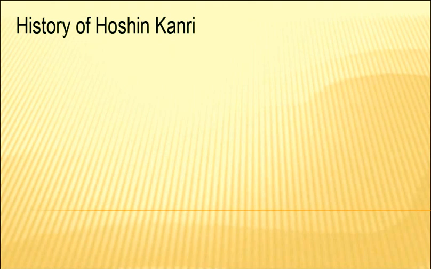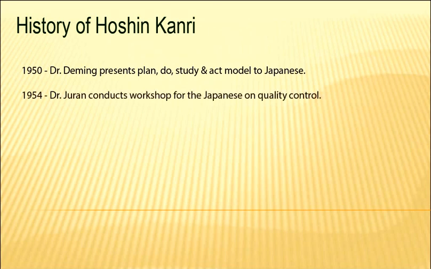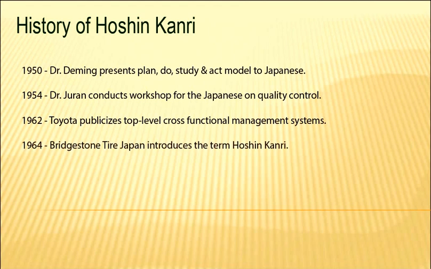Let's spend a minute going over the history of Hoshin Kanri. In 1950, the Japanese Associates of Science sponsor an 8-day conference with Dr. Deming as their guest. Deming's plan, do, study and act model serves as the foundation for Hoshin Kanri. In the year 1954, Japanese Associates of Science sponsor a workshop with Dr. Joseph Juran. This changed the Japanese thinking from control to management. In 1962, Toyota publicizes a top-level policy on organization of a cross-functional management system.